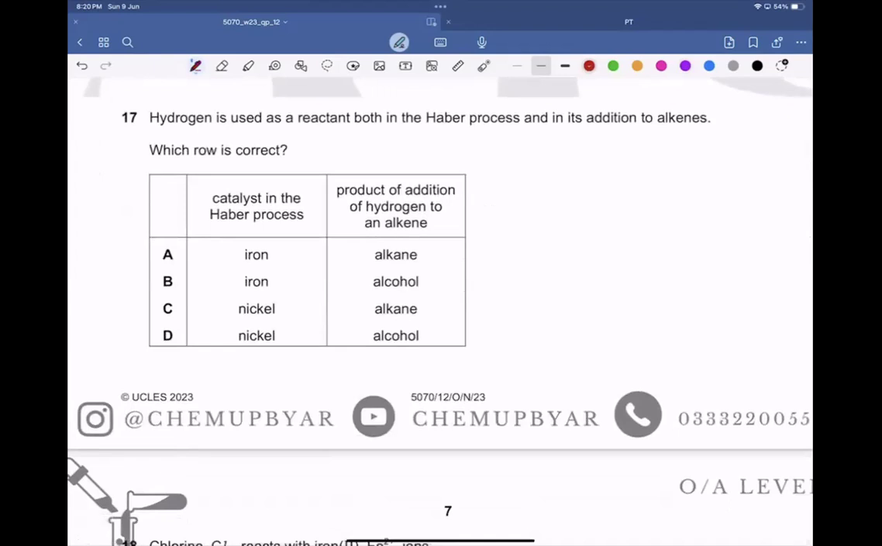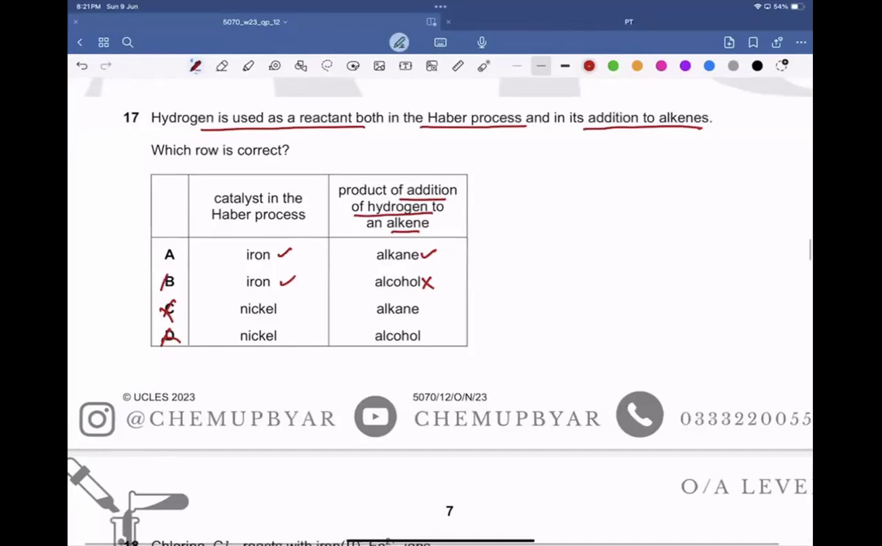Now question number 17. Hydrogen is used as a reactant both in the Haber process and in its addition to alkenes. Which row is correct? The catalyst in the Haber process is iron, yes. So C and D is correct. Product of addition of hydrogen to an alkene: obviously, when hydrogen is added to an alkene, an alkane is formed. Yes, very good, Khatija. So row B goes wrong as well, and A is the correct answer.